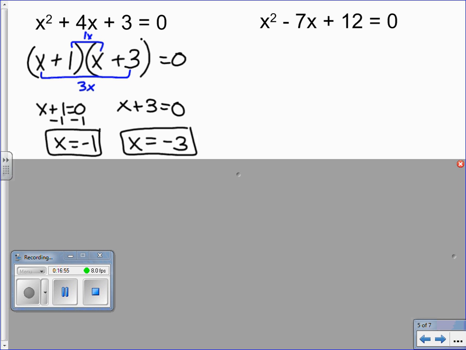Let's look at x squared minus 7x plus 12. It has an x squared and an x, so I can't solve by reverse PEMDAS. My only option is to factor. First terms must be x and x to get x squared. What factors of 12 will I use here? Negative 4 and negative 3. Negative 4 times negative 3 is positive 12. I agree. And negative 4 plus negative 3 is negative 7. I agree.